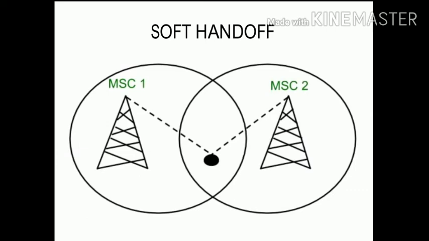Next I come to the soft handoff. In the soft handoff, the mobile can simultaneously communicate with more than one base station during handoff. A new connection is made before breaking the old connection, so it is called make before break. Second and third generation CDMA based mobile communication follow soft handoff. It reduces the call drop probability during handoff.